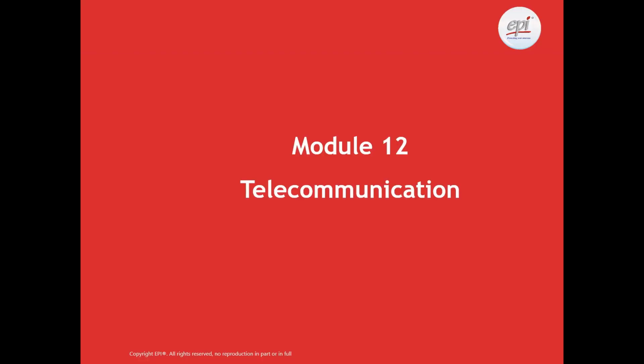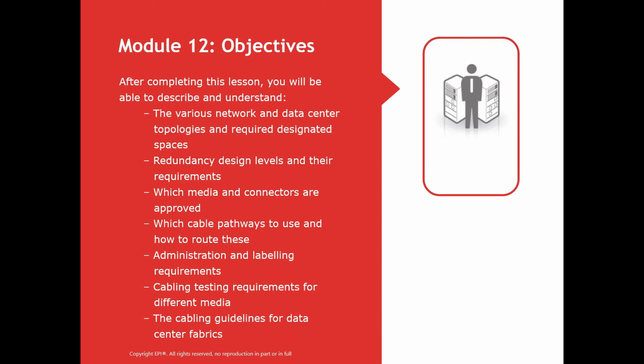Under Module 12, we will have a very strong look at the requirements for telecommunications. Under this Module 12, we will look at the various network and data center topologies, and we will look at the various spaces that should be designed and implemented depending on the type of data center rating you're trying to achieve. We will look at those redundancy design requirements to achieve your desired rating level. We'll also look at which media and connectors are approved by TIA if you're designing a modern data center.